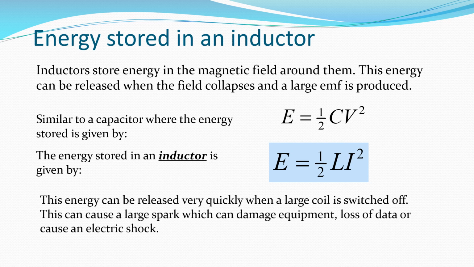Now this energy can be released really quickly when a large coil is switched off. So in a large coil, remember, if we want to increase the size of a magnetic field induced, we have a large coil. Now that quick release of energy can cause a large spark. That spark can damage equipment. Damaging equipment could potentially cause a loss of data or cause an electric shock. It's a surge.